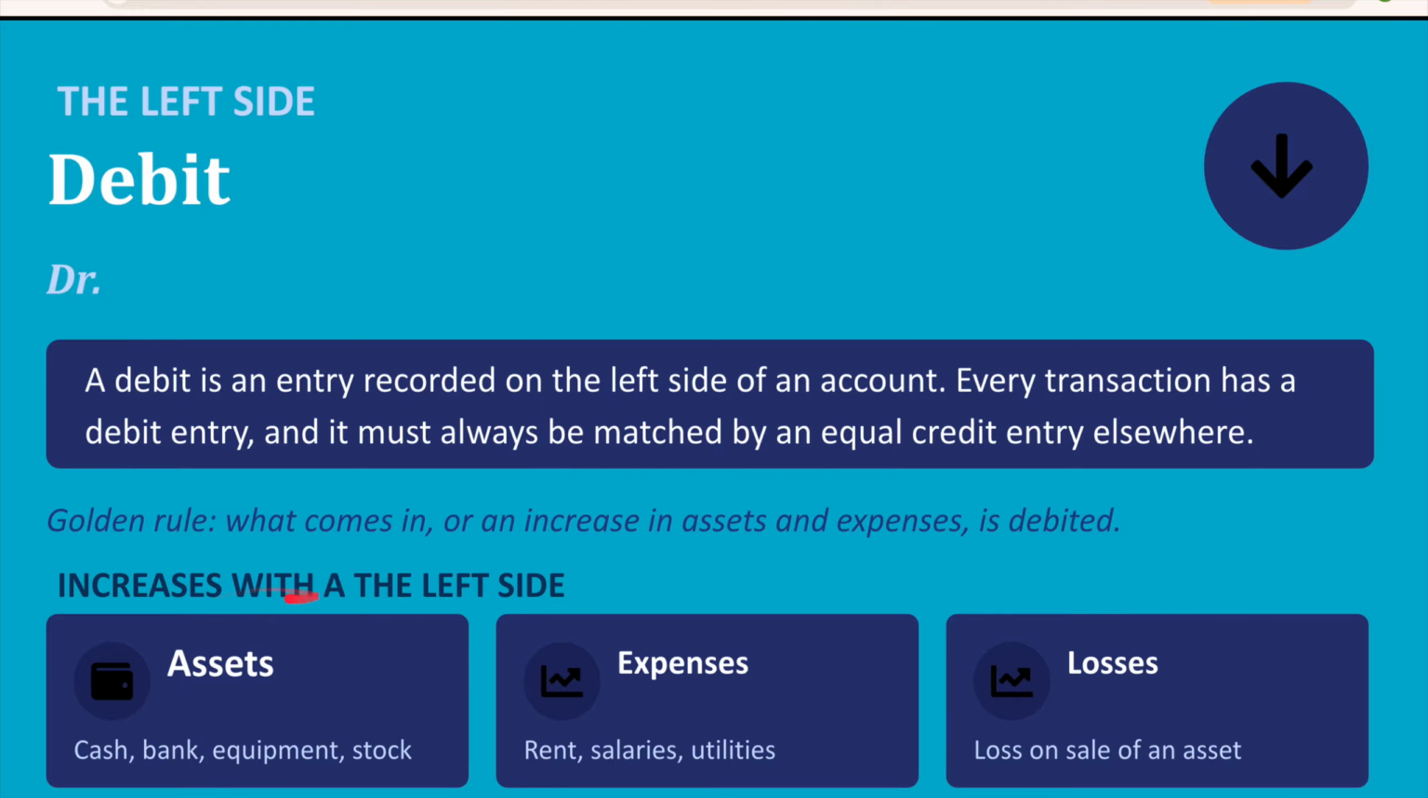So first, if there is an increase in the assets, okay, so that will come in the left side. If there is increase in the expenses, or if there are any expenses that the company is incurring, that will be debited. If there is any losses, okay, that will also be debited. So on the contrary, if there is a decrease in assets, so assets can be anything, cash, bank, equipment, stock, building, anything. So if there is a decrease, that will be credited. If there is a decrease in expenses, that will also be credited. If there is a decrease in loss or profit or income, that will be credited. Okay, so what comes in will be debited.